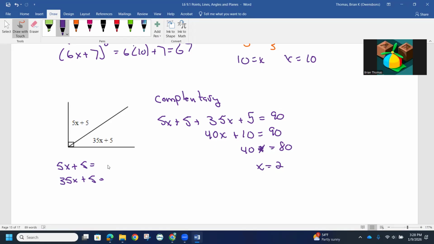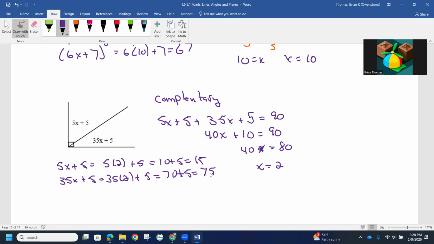Let's see if this actually plays out. If I put 2 in, 5 times 2 plus 5 is 10 plus 5, which is 15. 35 times 2 plus 5 is 70 plus 5, which is 75. Does 15 plus 75 add up to 90? Yeah, it does. So our math is correct. x would equal 2, and the two angles would be 15 and 75.